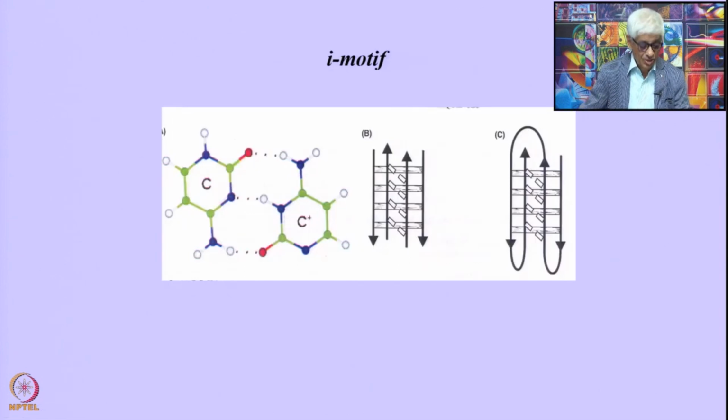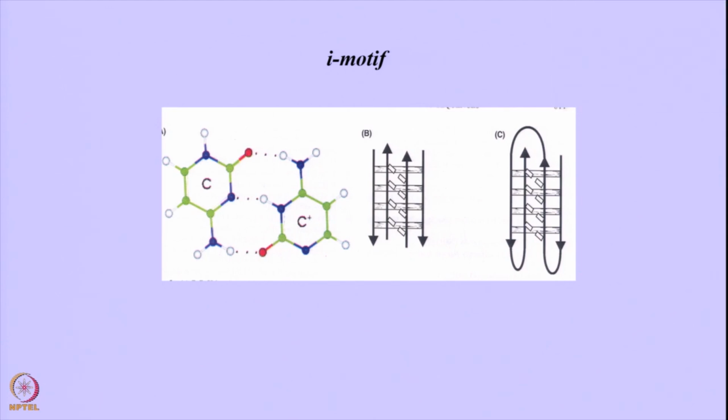Then the last structure, which was discovered some time back, is called the I motif. The I motif is a structure formed between C and C plus. The CC base pairing is possible, but one of the C's gets protonated, and because of that protonation it gets a positive charge, therefore it is called the CC plus structure. Now here you have 2 duplexes interdigitating, that is why it is called the I motif.